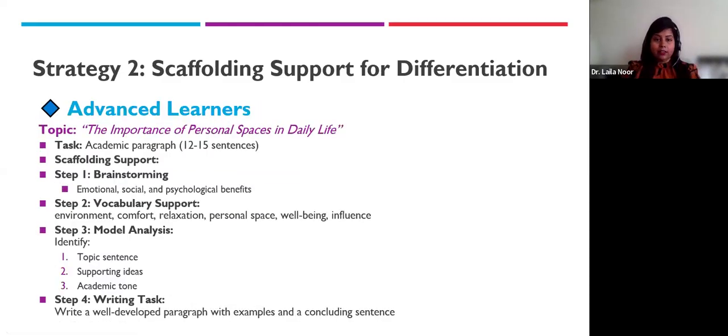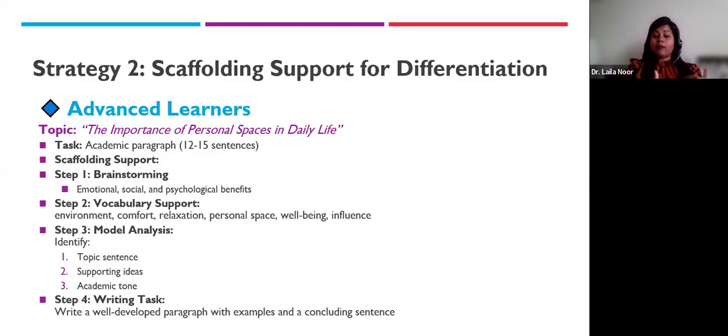For advanced learners, the scaffolded support will be to help them think in a more critical way, because for advanced and intermediate learners, we need to understand that they have enough vocabulary to express themselves critically. So as a teacher, we need to make sure that our intermediate and advanced learners are exploring those levels, because they have already advanced vocabulary, they have advanced grammatical structure knowledge. So as a teacher, our scaffolded support makes sure that they are able to use those things.